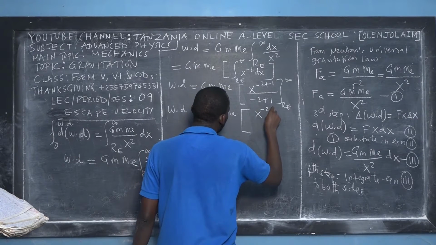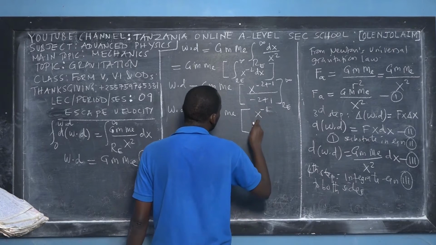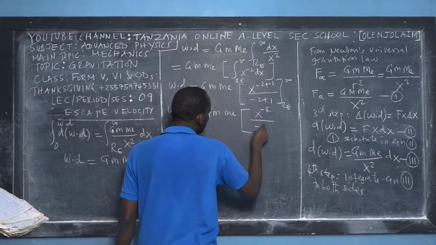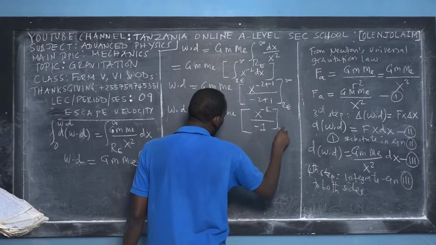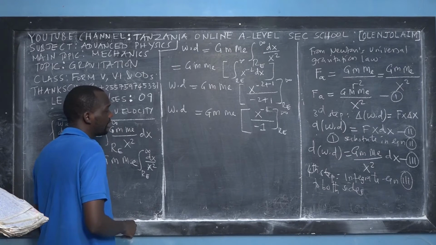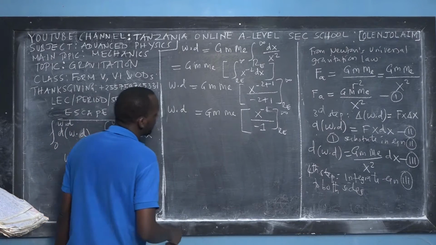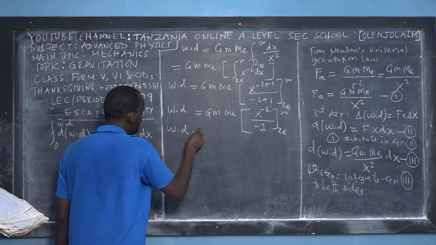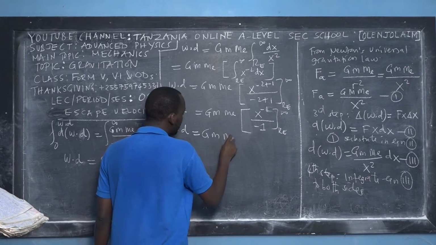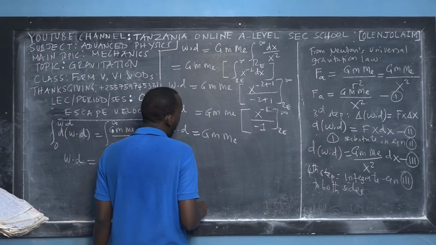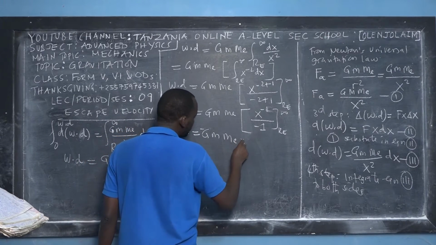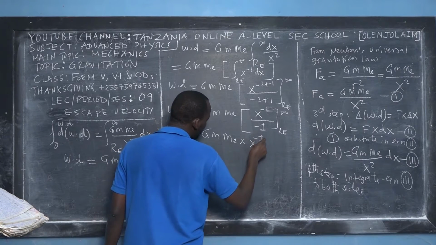x power negative 2 plus 1 is equal to negative 1. Negative 2 plus 1 is equal to negative 1. Then we have RE to infinity. Are we together? Okay. So we say that work done is equal to gravitational constant times mass of the body times mass of the Earth, and then we have this negative, which will be here. Then it's x power negative 1.